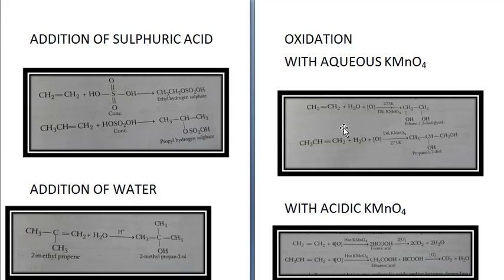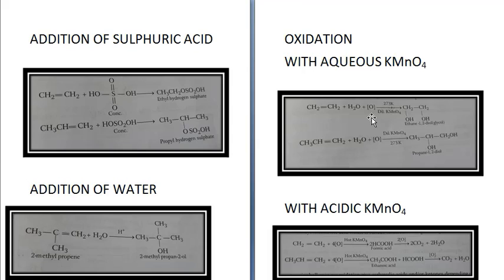Now in this, what happens? 2KMnO4 plus H2O gives you 2MnO2 plus 2KOH plus 3 nascent oxygen. Now this nascent oxygen is used for oxidation. CH2=CH2 plus H2O plus O at 273 Kelvin in the presence of dilute KMnO4 gives you CH2OH-CH2OH. This is ethane-1,2-diol, which is also called glycol.